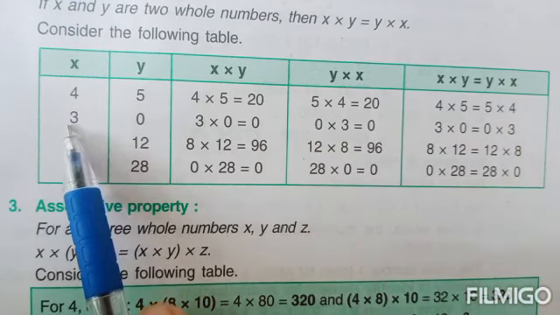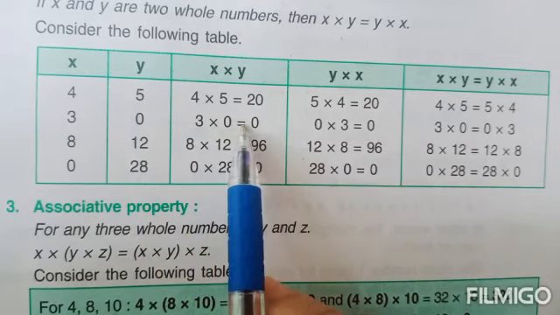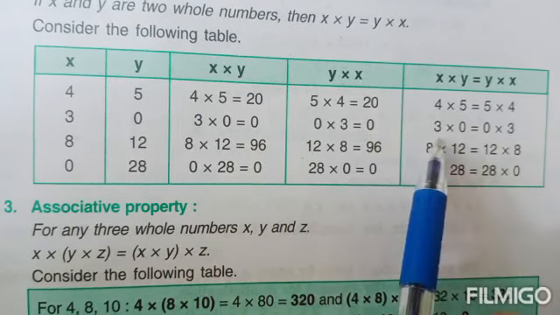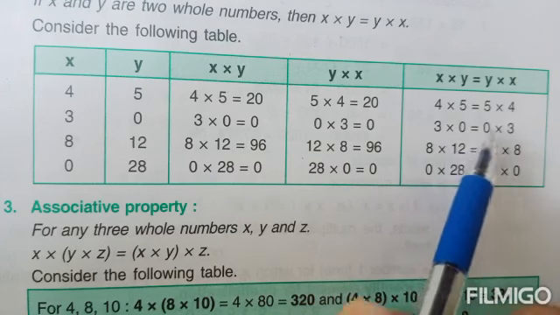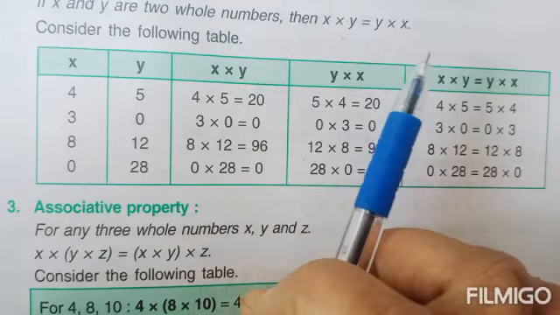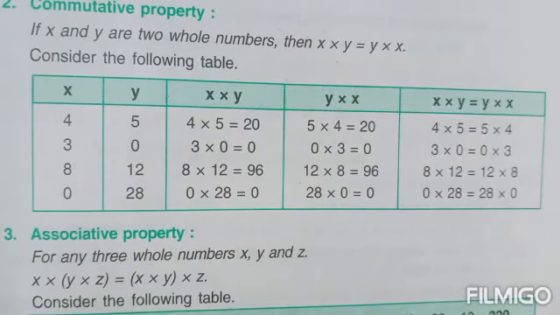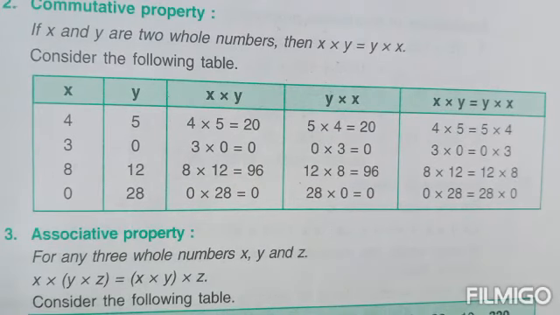Okay. 3 and 0. 3 into 0 you will get 0. 0 into 3 also you will get 0. So what we can say, 3 into 0 equal to 0 into 3. Therefore we can say multiplication of whole numbers is commutative. In whatever order we multiply two whole numbers, the result will be the same. That is commutative property.